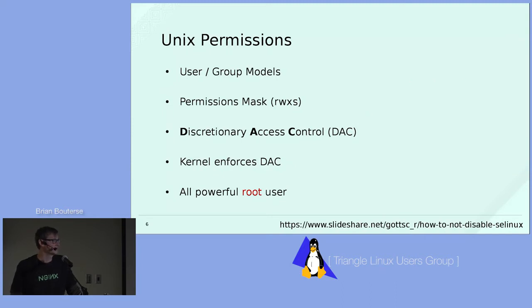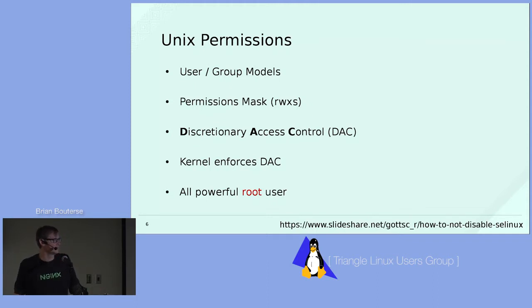So a little bit about Unix permissions. This is a Linux meetup, so I'm not going to go over these topics in any detail. But we have to ask ourselves, why is the normal Unix security model that we know and love not enough? We're going to look at that question. So a quick review of what it is: it's a user and group model. You have users and groups, and this membership allows you to do certain things. There's a permission mask with read, write, execute, and a special bit for things like set UID. And all these concepts together make up something called discretionary access control, or DAC.